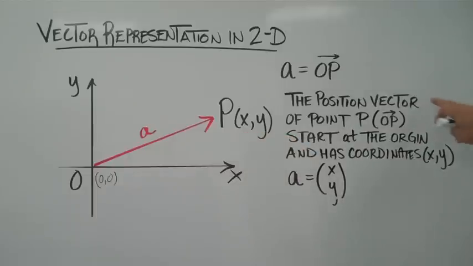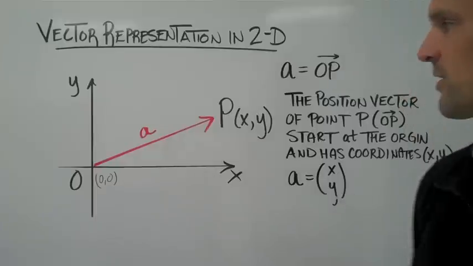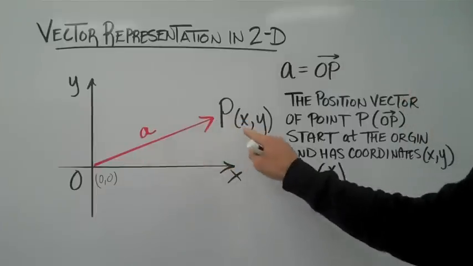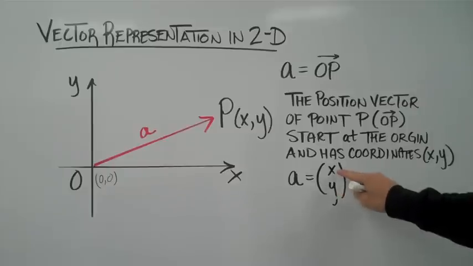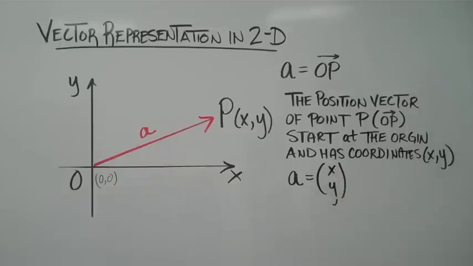The key with a position vector, this is the most important thing, position vectors start at 0, 0. And the coordinates from our Cartesian coordinates also tell you where you have to go in terms of go in the horizontal direction this much, in the vertical direction that much.